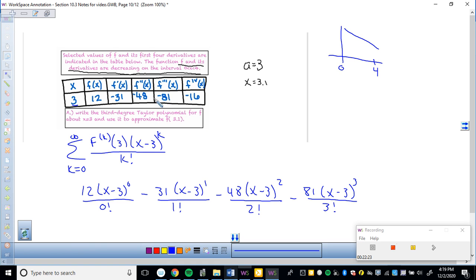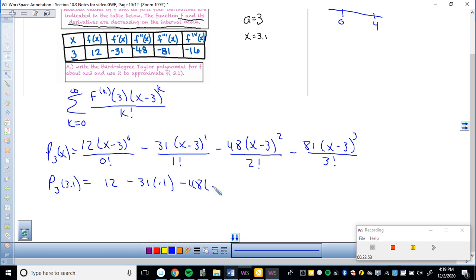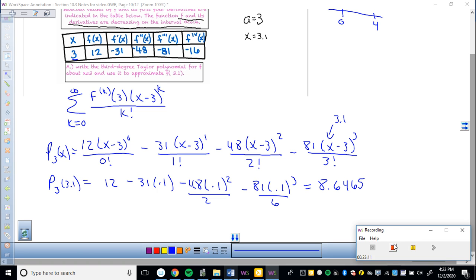And now we need to use it to approximate f of 3.1. So we'll call this p sub 3 of x, and I need to plug in 3.1. So we're going to get 12 minus 31 times 0.1. We're plugging 3.1 in for each x, minus 48 times 0.1 squared over 2, minus 81 times 0.1 cubed over 6. So we are plugging 3.1 in for each of those x's. I'll find out what that is. All right, and I get 8.6465. So we've written the third degree polynomial and we've used it to approximate f of 3.1. All right, let's see what we're doing next.